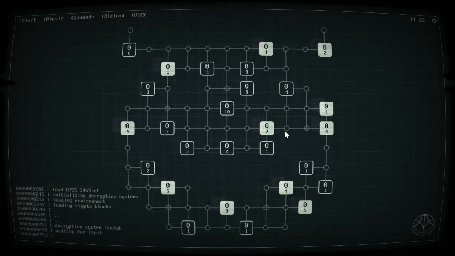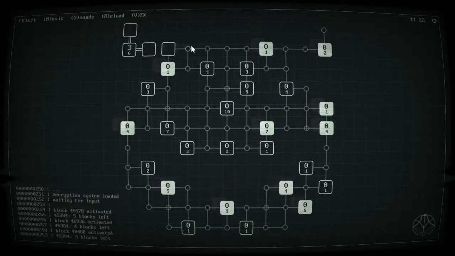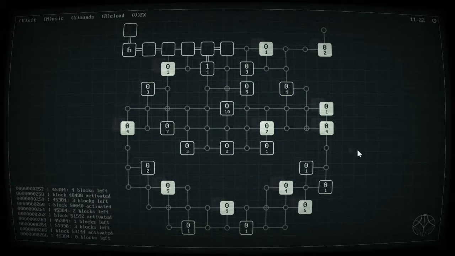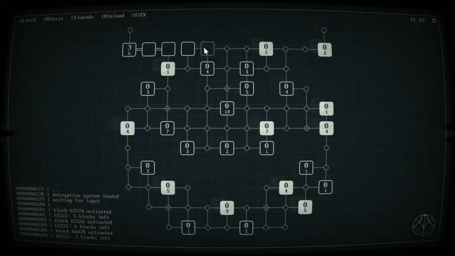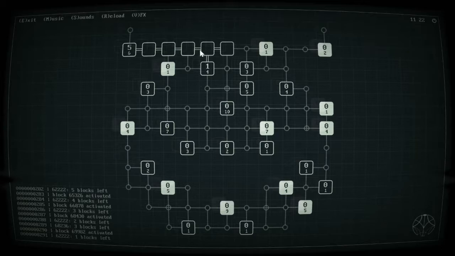All right. Let's see about it. This one needs six. That's 1, 2, 3, 4, 5, 6. No other way to go about it. Actually, I probably could have done this one first. Reload. Let's see. Okay, so I have to get these five no matter what. This one needs two. I have to get this one at least.